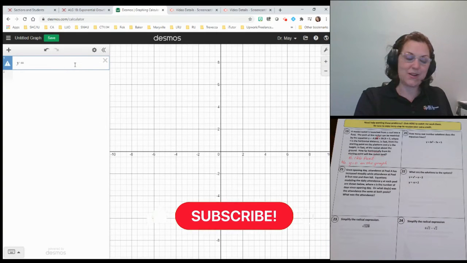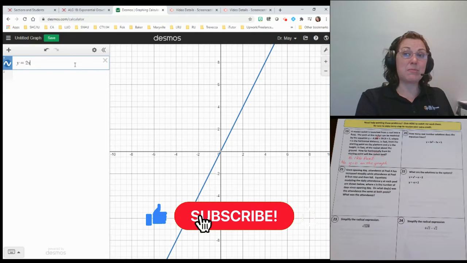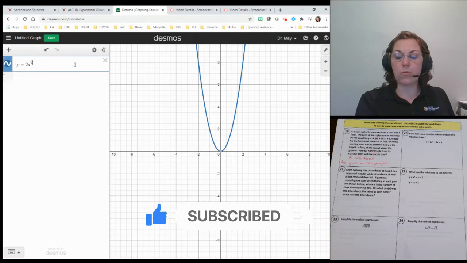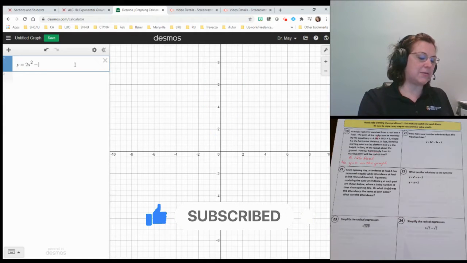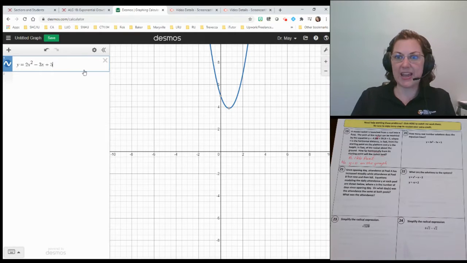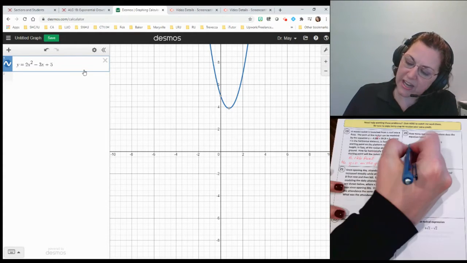Y equals 2x. Remember to do the exponents. Shift 6, number 2. Right arrow to come out of the exponent, minus 3x plus 5. Okay, and there's my graph. In fact, for your work, let's just draw a little sketch of that.